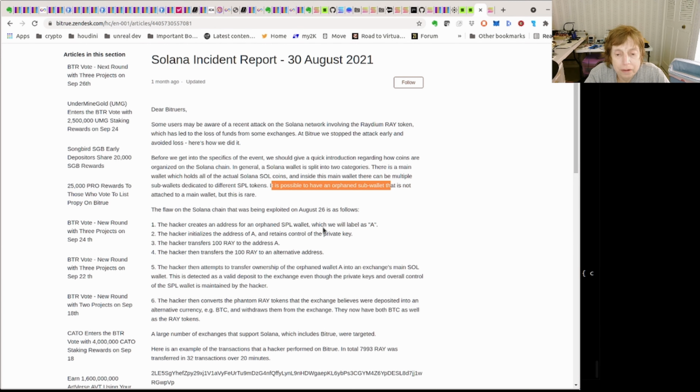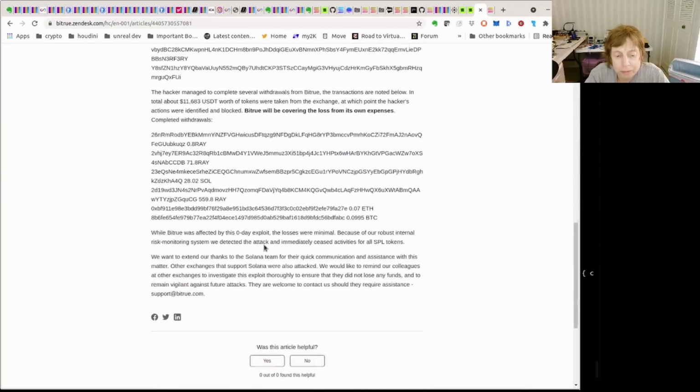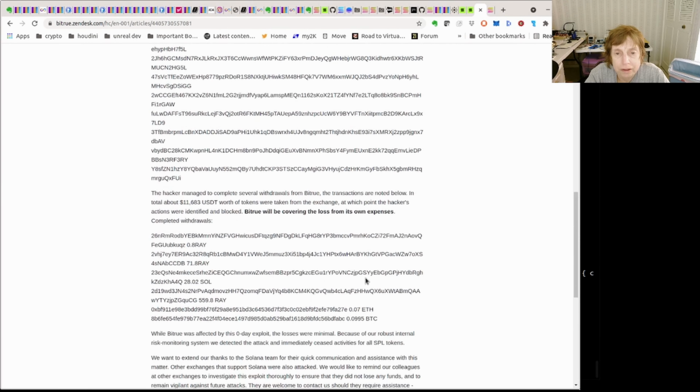They created or got control of this orphan wallet. They put money in it, and then they transferred it to another address. So then when they transferred ownership of the orphan wallet into the exchange main wallet, it detected the valid deposit and thought you had the coins, the Rays, and then they transferred into Bitcoin. So now they have Bitcoin and Ray. And this goes into detail, shows some of the transactions that they did.